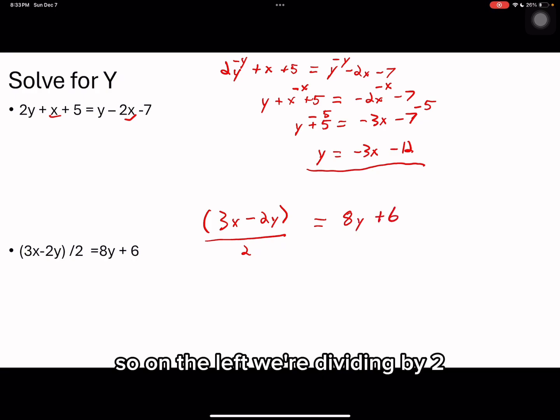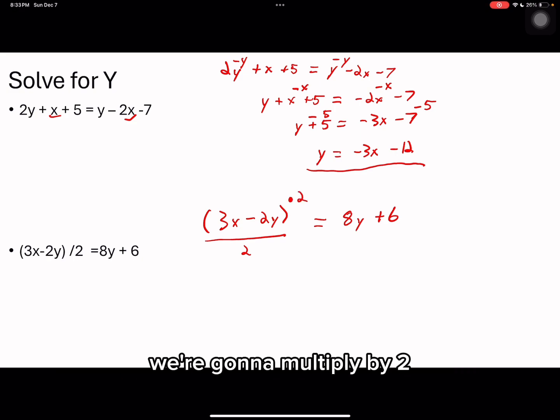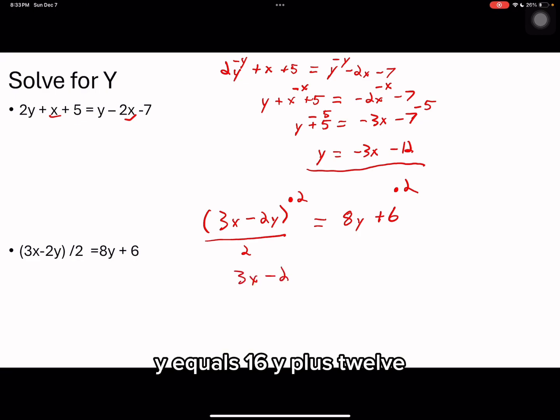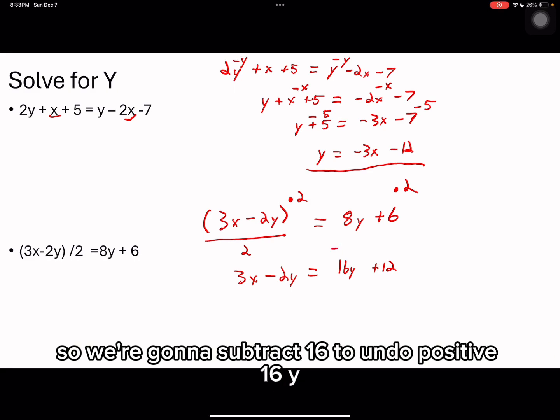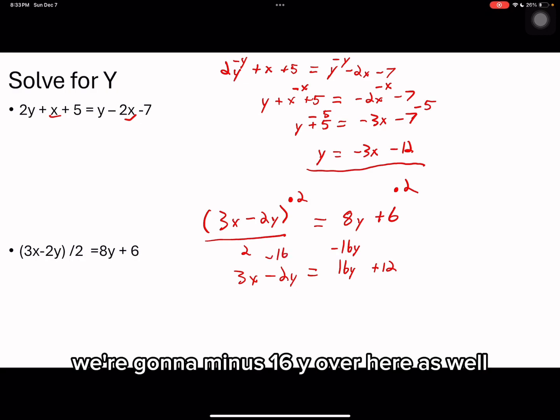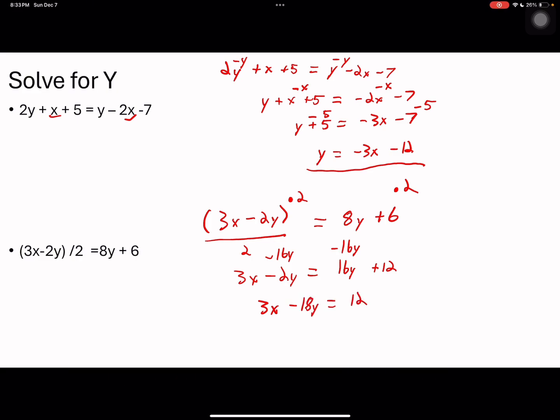So on the left, we're dividing by 2, so to undo that, we're going to multiply by 2. We're going to multiply by 2 on the right side. We have 3x minus 2y equals 16y plus 12. So we're going to get rid of our y's on the right side. So we're going to subtract 16y to undo positive 16y. And we're going to minus 16y over here as well. This gives us 3x minus 18y equals 12.